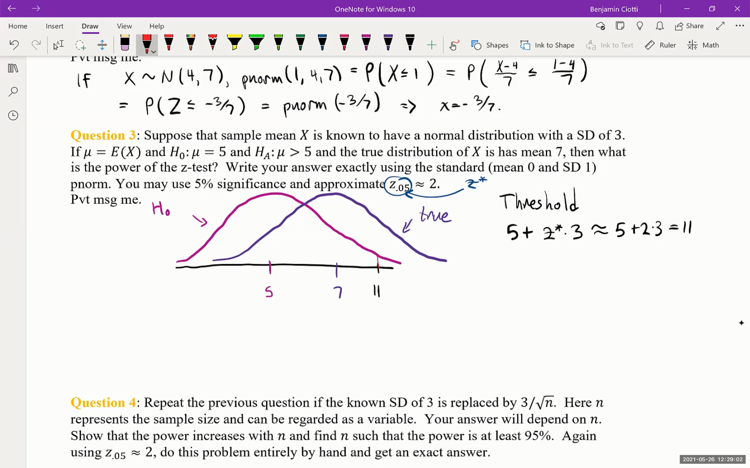And it was chosen so that this red area here is about 0.05. Our power then will be an area underneath the true distribution, on the same side as the alpha area, though. So the power will be this area.